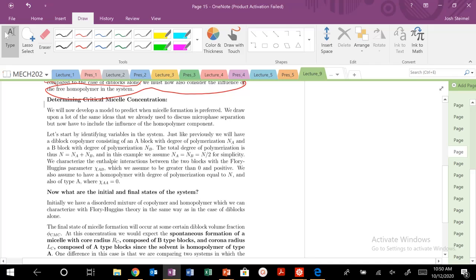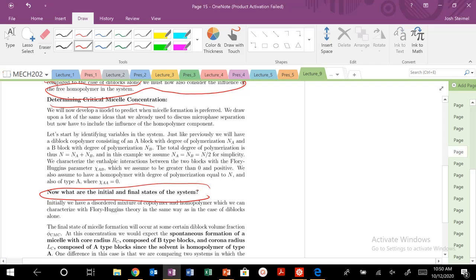Now we are going to get a little bit more quantitative, but still a little bit qualitative, in terms of how we're going to determine the critical micelle concentration. So let's focus on some differences, or actually some similarities too, in the systems that we're dealing with, and then the initial and final states of our system.